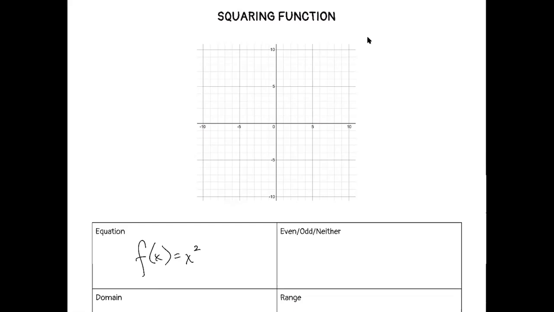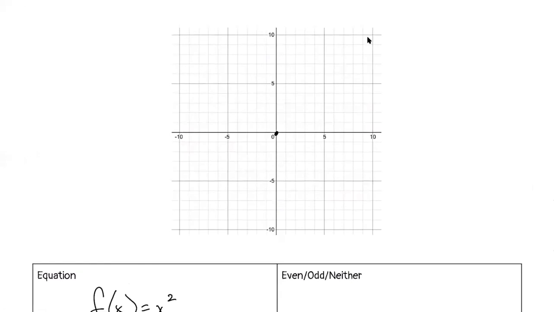What are some coordinates that are on this? All right, 0, 0. Okay. We've got 0, 0, 1, 1, 2, 4, 3, 9. All right. And give me 3 more nice points that fit on this grid.